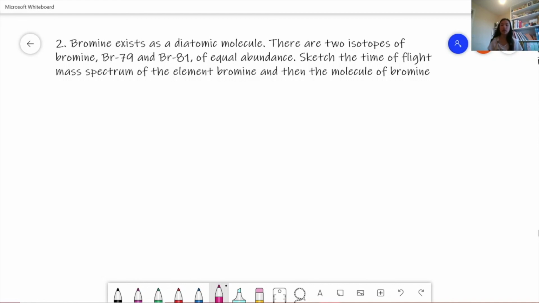So bromine exists as a diatomic molecule, and there are two isotopes of bromine. We have bromine 79 and bromine 81, and they're of equal abundance. Sketch the time of flight mass spectrum of the element bromine and then the molecule of bromine. So firstly, for the element, we have on the y-axis the abundance. So this is how much we have of each ion. And then along the bottom, we have the m/z ratio.